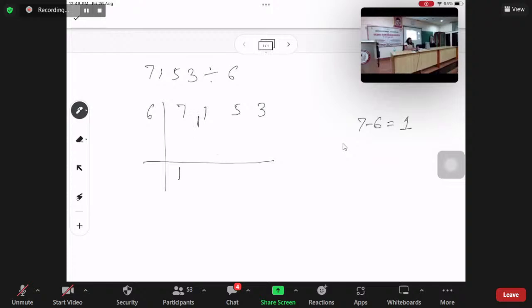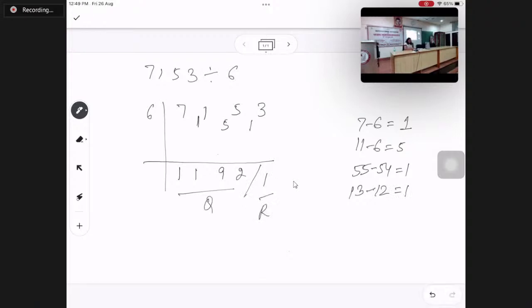Now this is 11. So when you divide 11 by 6, 6 ones are 6 again. And what is the remainder? 5. We write here 5. Now this is 55. If you divide 55 by 6, 6 9s are 54. Remainder is 1. So we have 1. This is 13 now. When you divide 13 by 6, 6 2s are 12, so remainder is 1. So this is your quotient. This is your remainder.